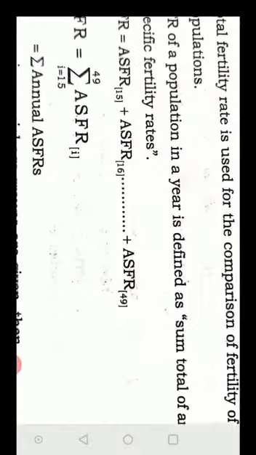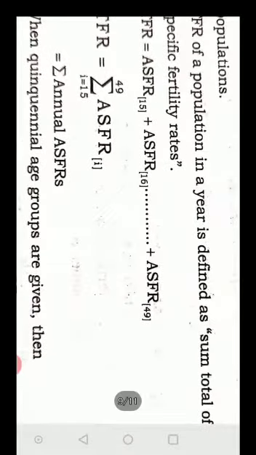It says that TFR of a population in a year is defined as the sum total of annual age specific fertility rates. That is, TFR is equal to ASFR for 15 plus 16 plus so on till 49. If you are calculating it annually, the TFR formula is going to be summation, where i takes the value 15 to 49, ASFR. And we also write it as summation annual ASFR.